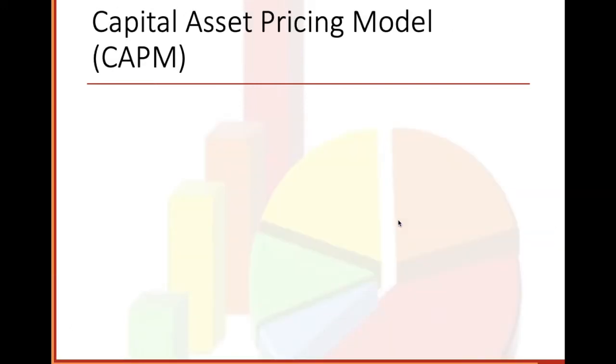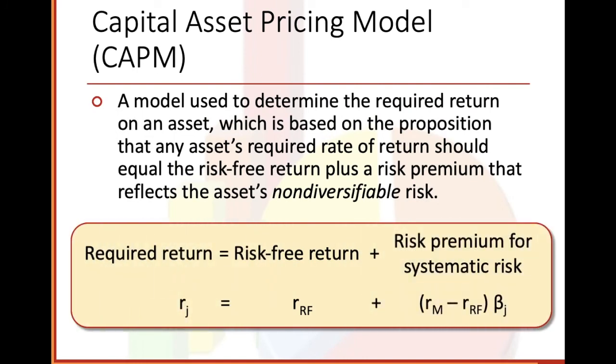Capital asset pricing model, CAPM, a model used to determine the required return on an asset, which is based on the proposition that an asset's required rate of return should equal the risk-free return plus a risk premium that reflects the asset's non-diversifiable risk. So required return equals risk-free return plus risk premium for systematic risk. So R of J equals R of risk-free plus the risk premium, using the beta of J.